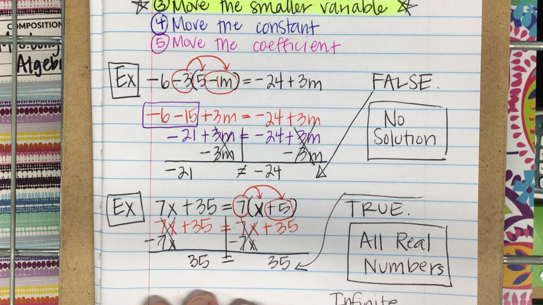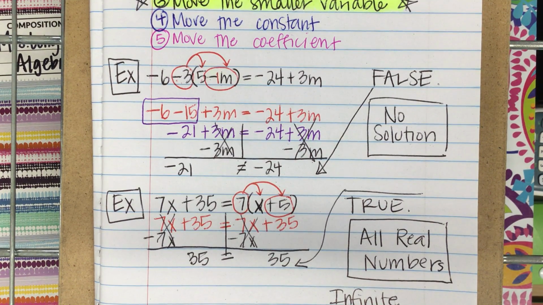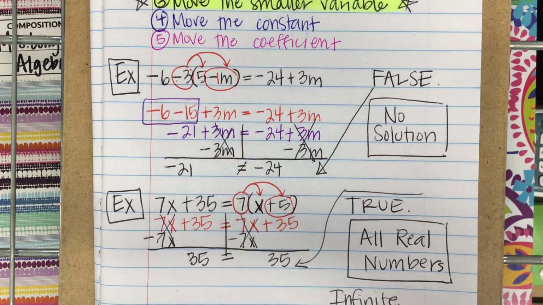Most of the time, you're going to have a solution. Okay? Most of the time, there will be one answer. There is one solution to the problem, x equals blank. Occasionally, you'll have a no solution. Occasionally, you'll have an all real number. Okay? Do not just be like, you know what? I'm just going to 50-50 this. That's not going to work out well.